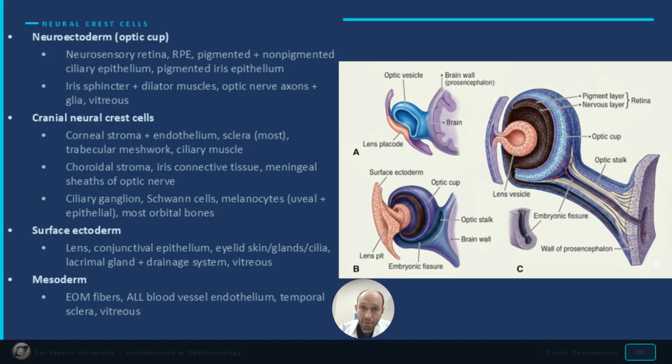The surface ectoderm forms the lens placode. So it forms the skin and the lens because the lens kind of pinches off and goes on the inside. Otherwise, think conjunctiva and eyelid skin. Mesoderm, think muscles. Mesoderm is what forms your extraocular muscles and your blood vessels.